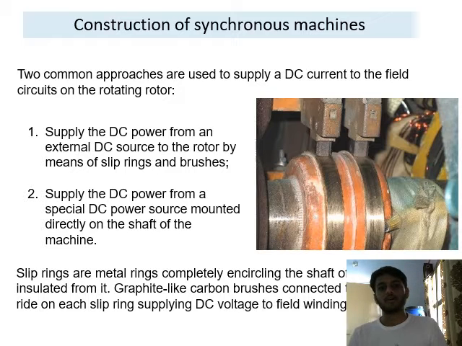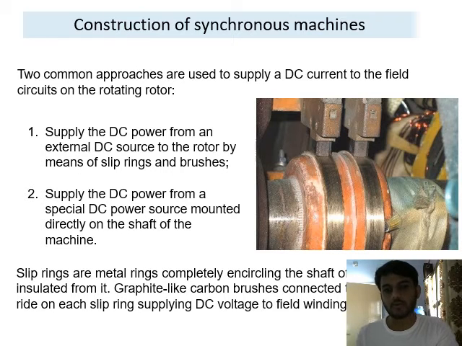Okay. Then common approaches are used to supply the DC current to the field. We have to supply DC current to the field, and the rotor field winding is mounted on the rotor portion. So it is a rotating one, and our DC supply is a steady one. So we have to make a contact between the steady and rotating parts.